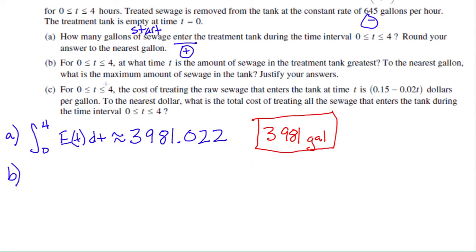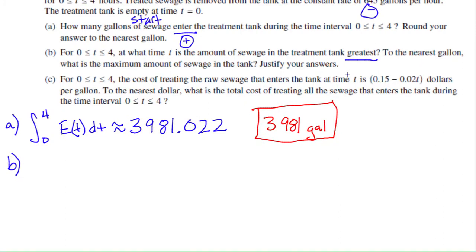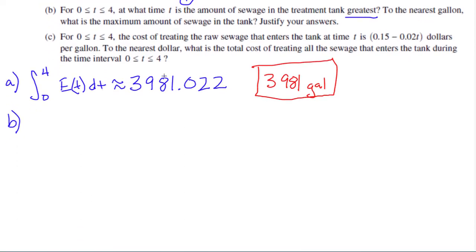On to part B. At what time is the amount of sewage in the treatment tank greatest? So I'm looking for the absolute max, which means I'm making a table. Exactly. And then I'm rounding. This is probably going to be something that people are making a mistake on. You still need to round to the nearest gallon for that max. So for that max, I'm going to do T start, which is zero, so I don't really need to consider it, plus change is equal to the end value that I'm looking for.